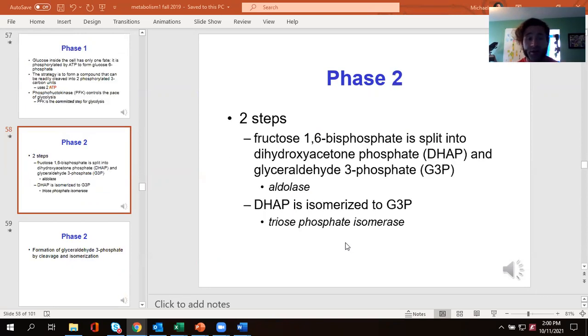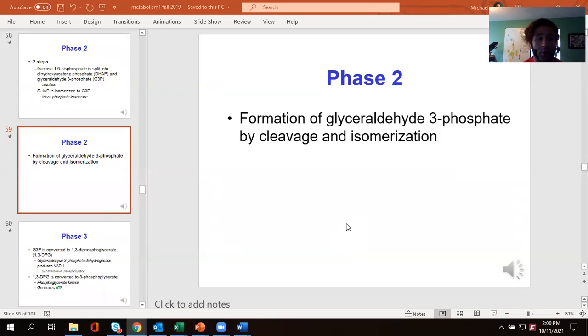Now, phase 2 is literally just cleaving it in half. So we're going to cleave that fructose 1,6-bisphosphate into a dihydroxyacetone phosphate and a glyceraldehyde 3-phosphate. And the enzyme that's cleaving it is aldolase. Then that DHAP is going to be modified into another G3P, and that's through the triose phosphate isomerase. So at the end of that, we have a grand total now of 2 G3Ps, to use numbers.